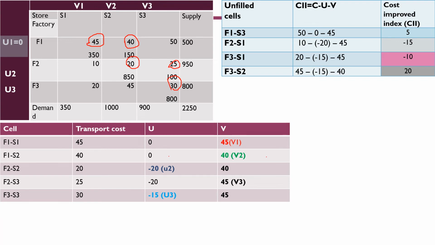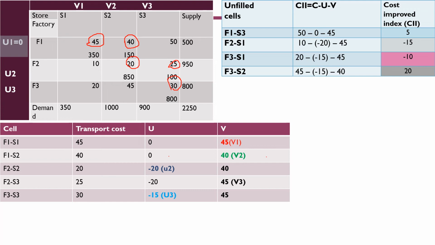And in the next one, we are going to find the cost improvement index. The cost improvement index is to find the least opportunity cost cell. When we allocate these cells, there will be certain cells which are unoccupied, which means unfilled cells. In the unfilled cells, which cell, if we allocate, can reduce the transportation cost further? That is what we are going to find in the next step.